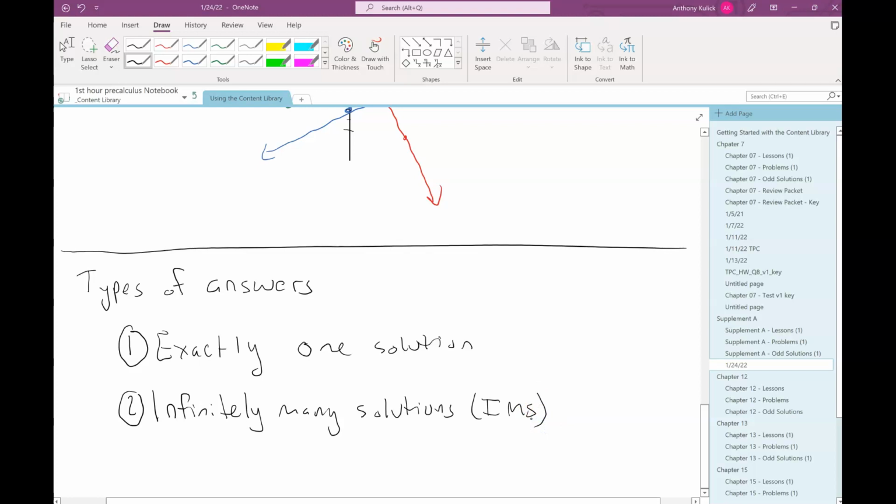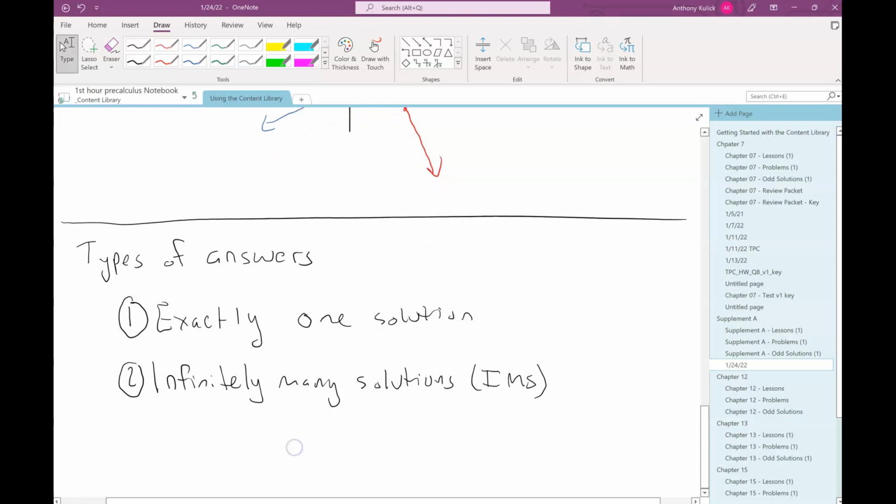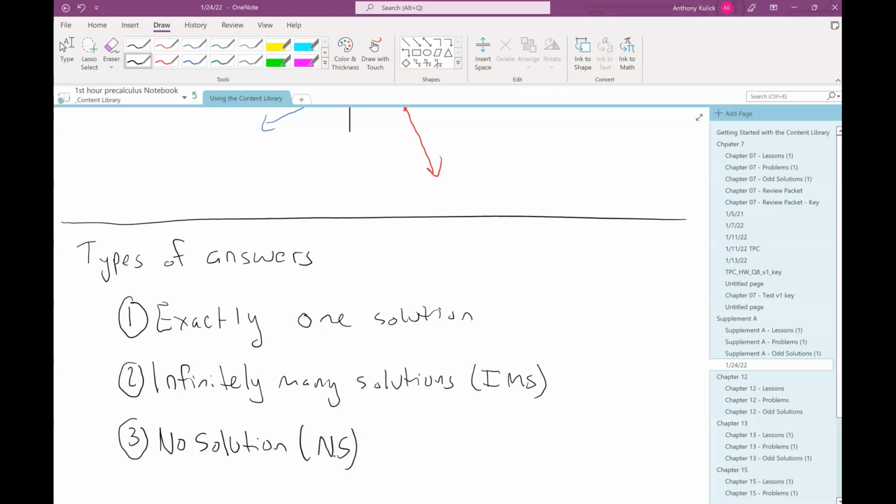We could get infinitely many solutions. I abbreviate that situation as IMS because it's a whole lot of letters to write. And we can have no solution. And again, I'm going to abbreviate that NS because, again, a lot of letters potentially having to write.